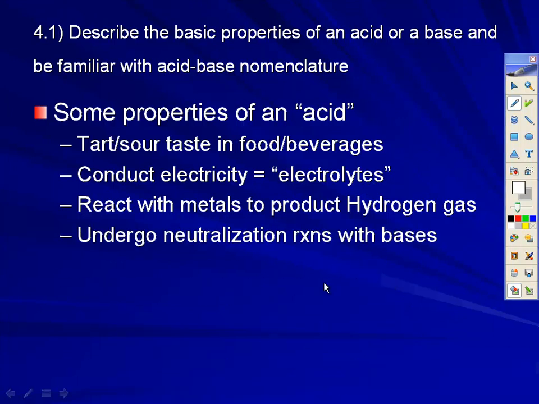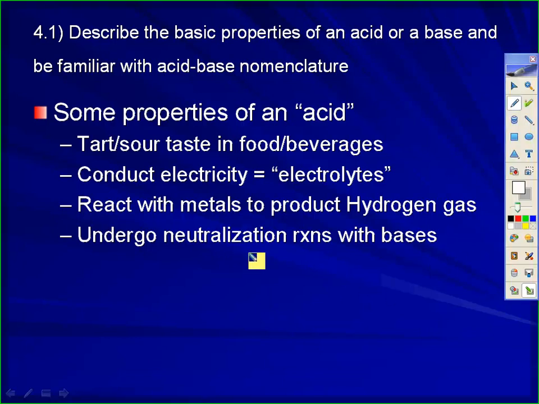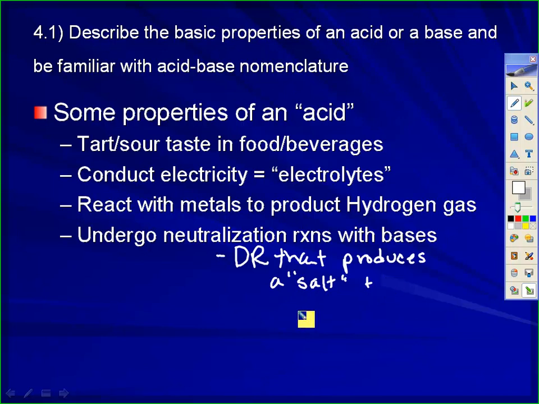They undergo what's called a neutralization reaction with bases. So acids will do this. A neutralization reaction is a double replacement that produces a salt. It doesn't have to be salt, but a salt, which is a metallic cation and an anion, plus water.